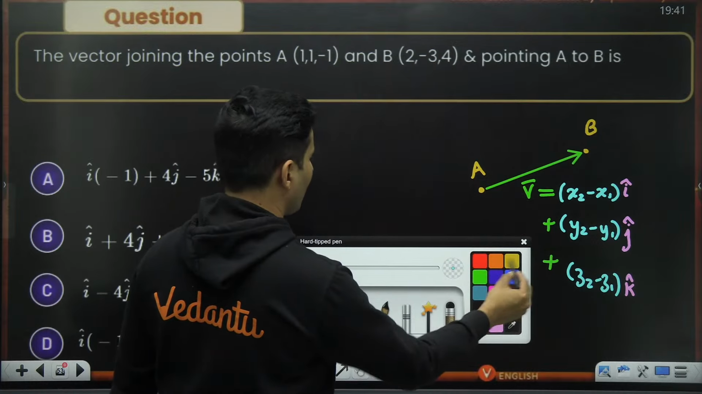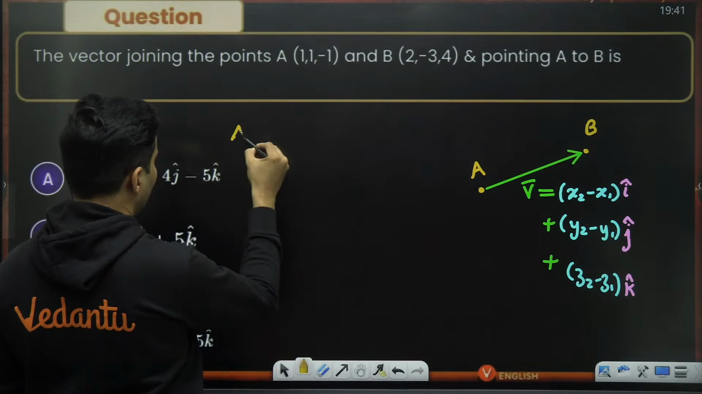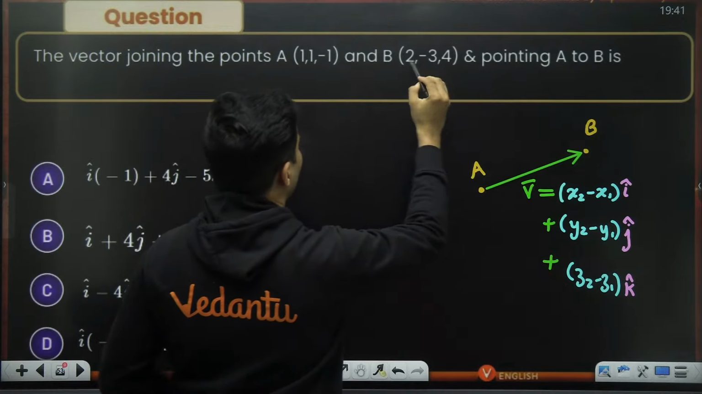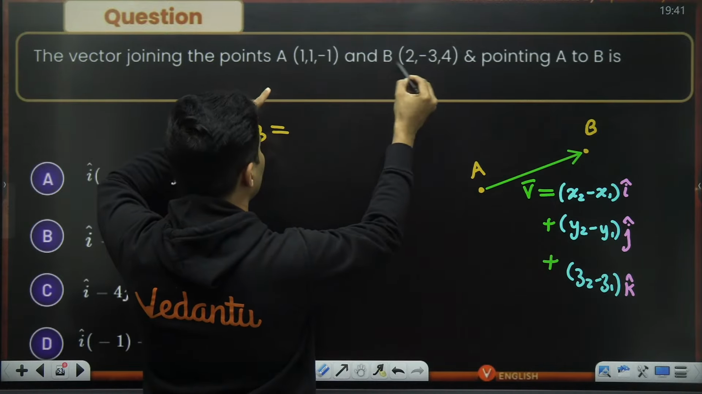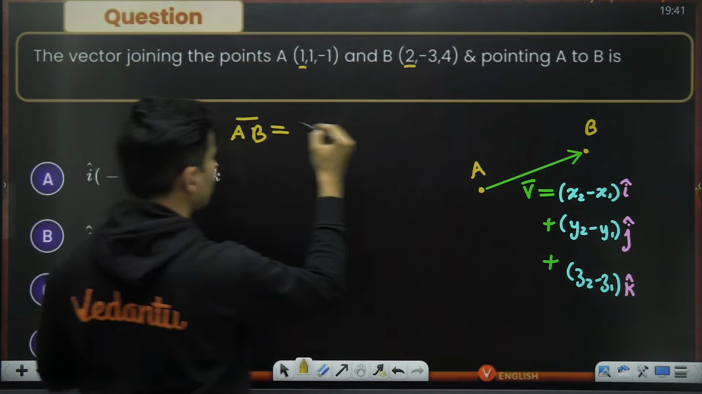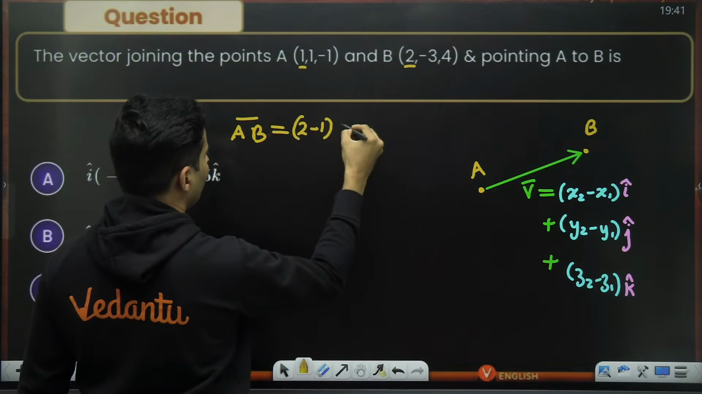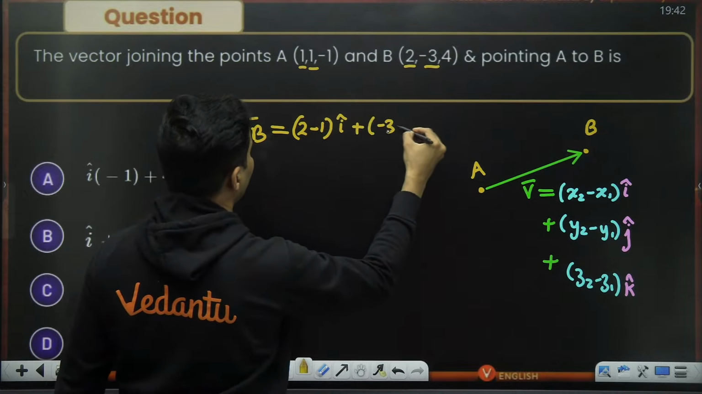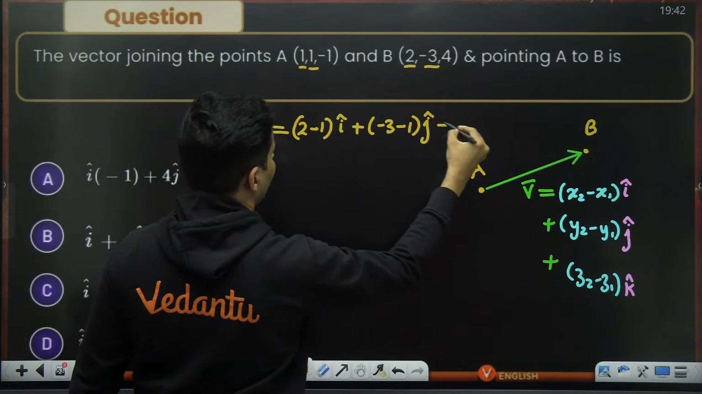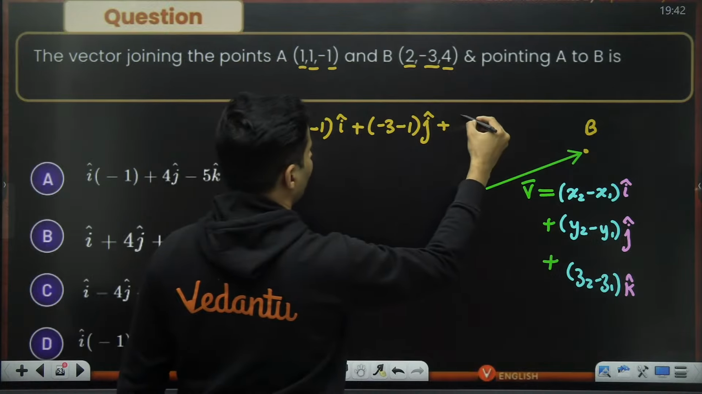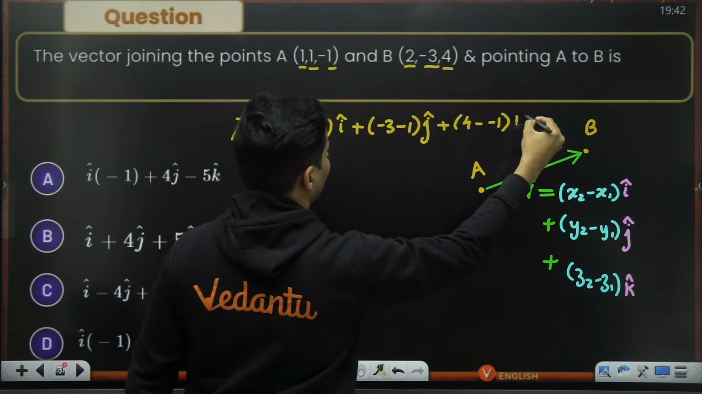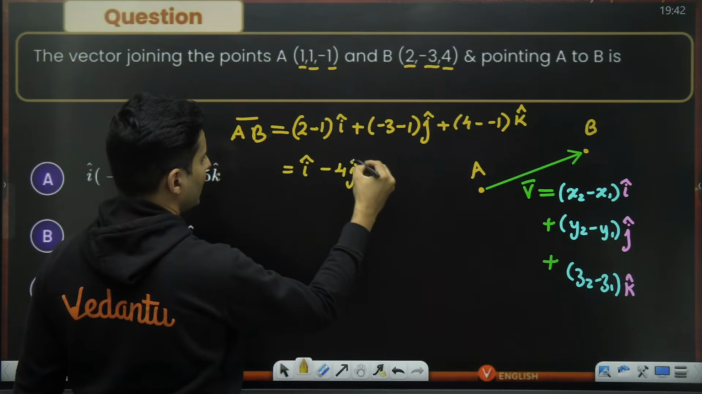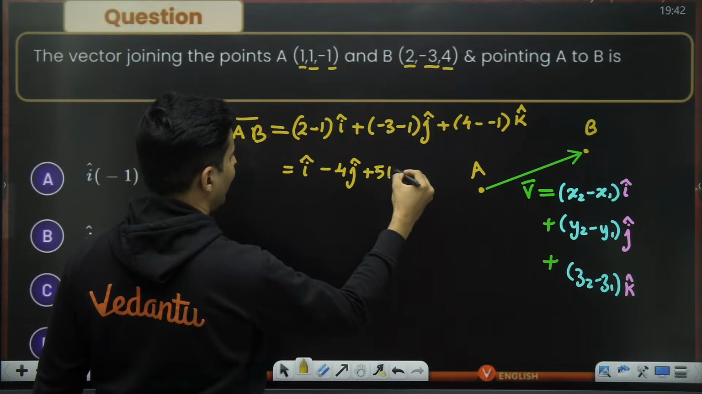So over here, the vector AB will be b minus a, always b minus a. x2 minus x1, where x2 is this and x1 is this, the coordinates. So 2 minus 1 i cap, plus y2 minus y1, which is minus 3 minus 1, j cap, plus z2 minus z1, which is 4 minus minus 1, k cap. So this will just become i cap, this will become minus 4 j cap, and this will become plus 5 k cap.